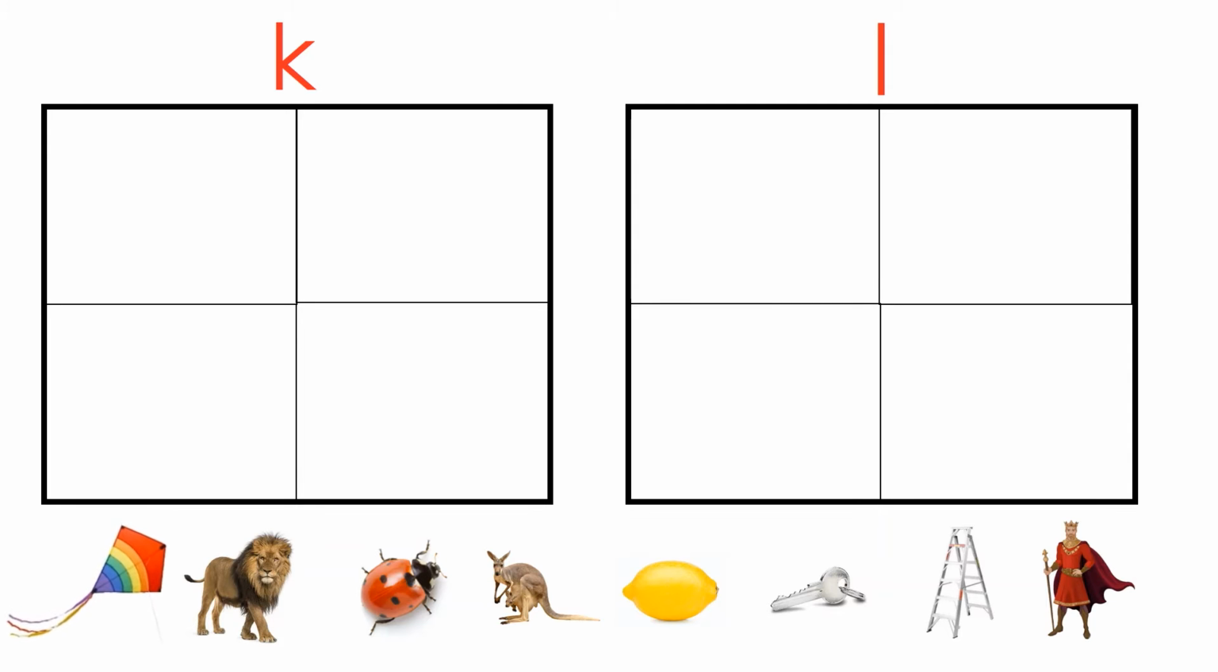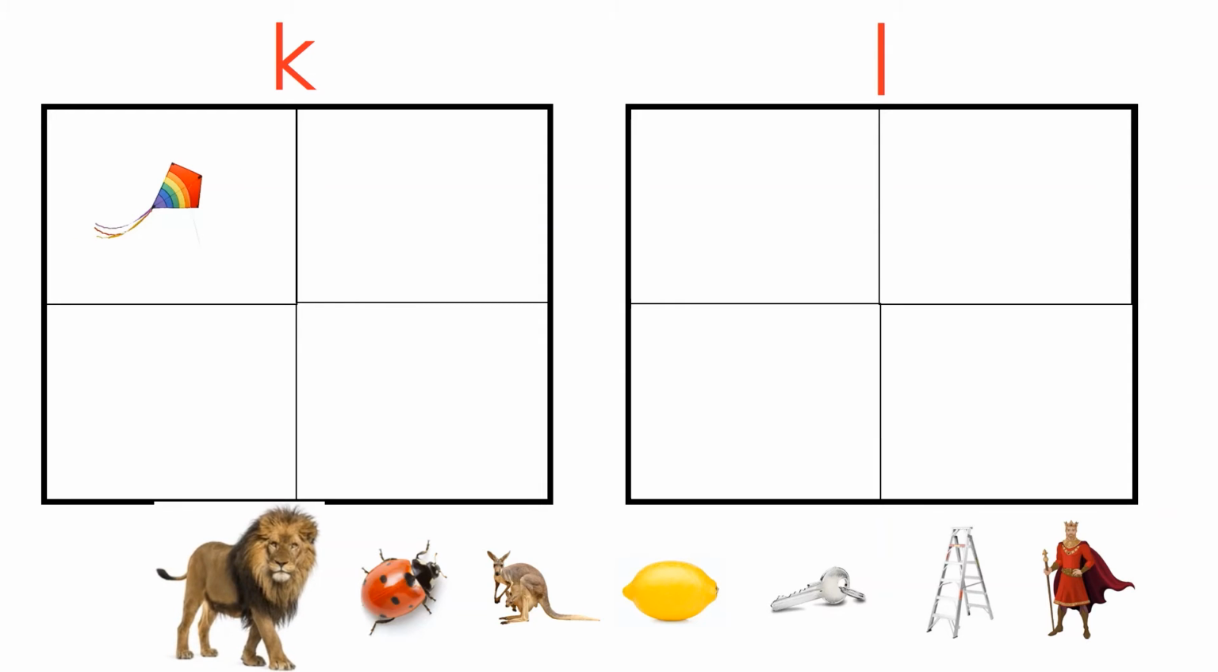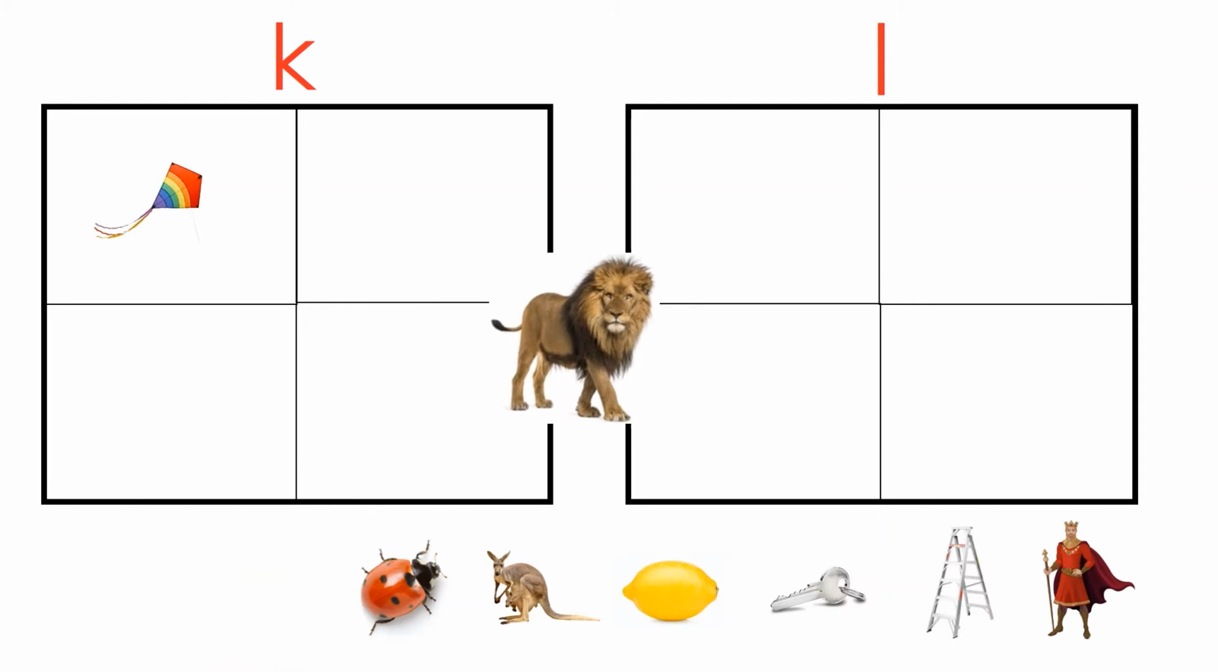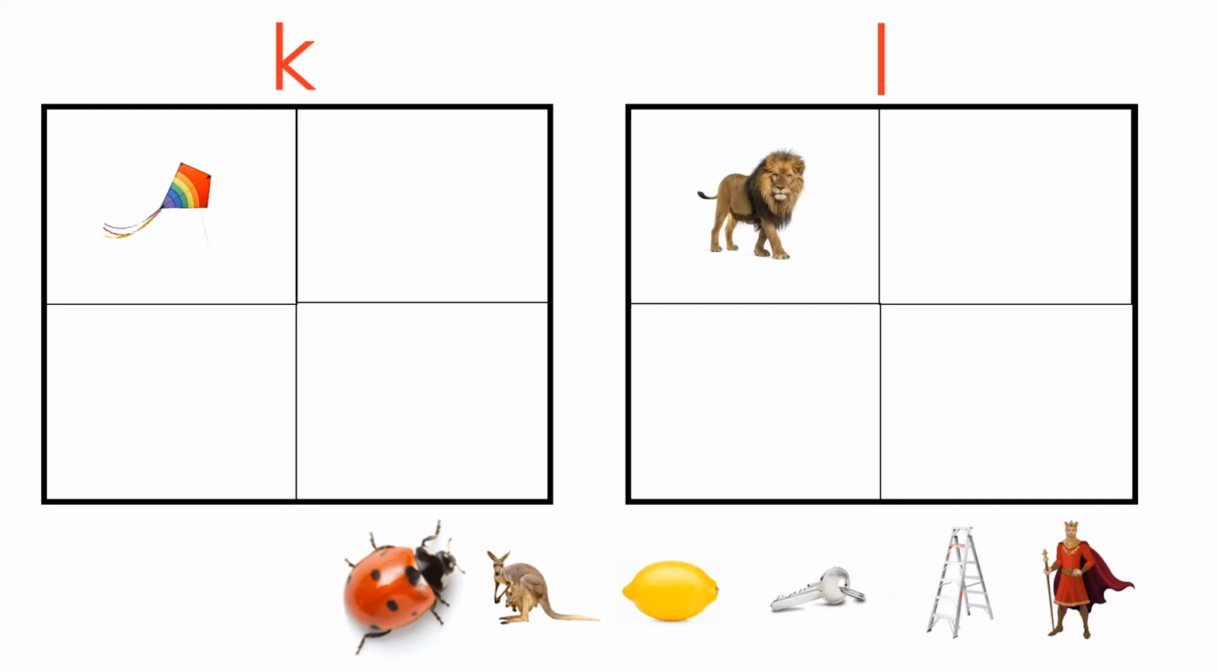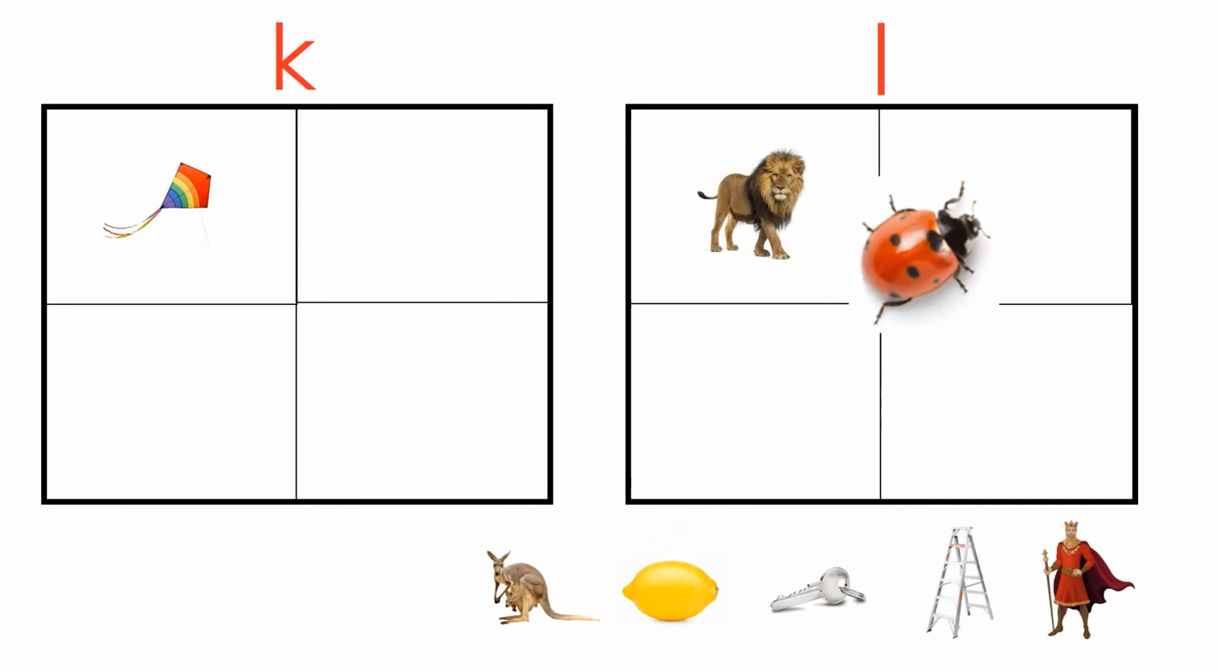When we say kite, what first sound we make? Kite. Kite. K goes under K. Put picture of kite under K. Lion. Lion. Goes under L. Picture of lion under L. Ladybug. Ladybug. L. Goes under L.